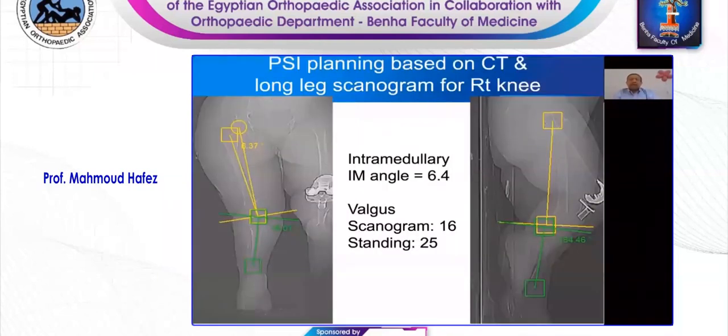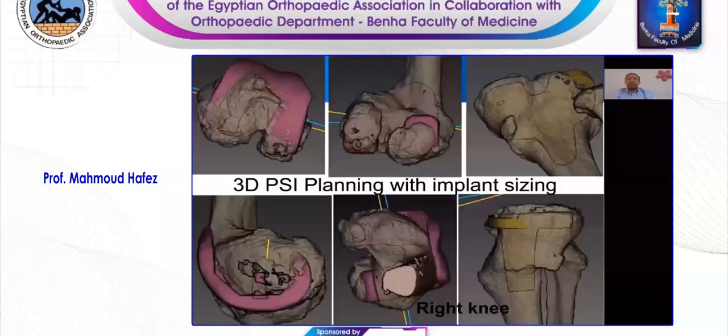The planning for the other side, the right side, as you can see here, there's more valgus deformity, which was 25 when the patient is standing and 16 when the patient is lying down. And we're actually running a study to compare between a scanogram and standing mechanical axis to see the difference between the two. You can see here also the intramedullary angle, which is 6.4. See here the planning for the right side, you can see is more deformities and similar problems also as we see in the left side, in addition to the more deformities.